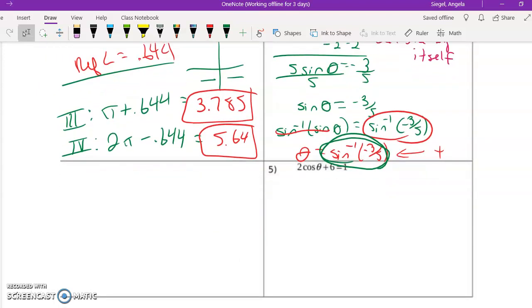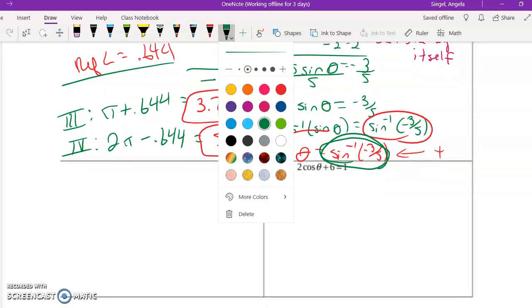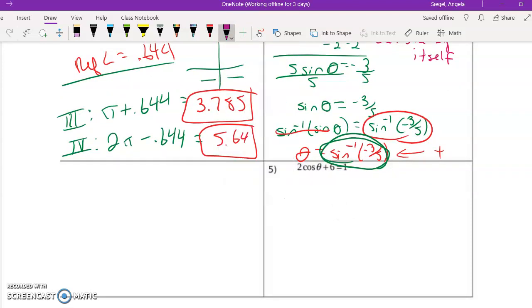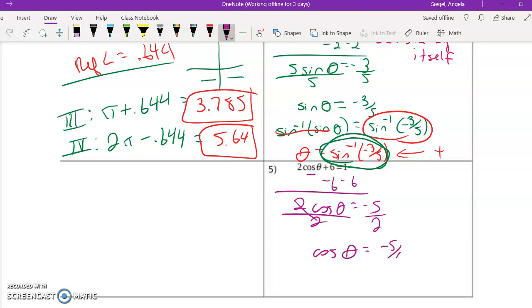Okay, so finally, last one, number 5. Let's do this in a different color. Let's do purple. So I'm going to do the same thing. I'm going to get that cosine by itself. So I'm going to subtract 6 and divide by 2. Okay, so something should be jumping out at you. Cosine is bigger than 1.